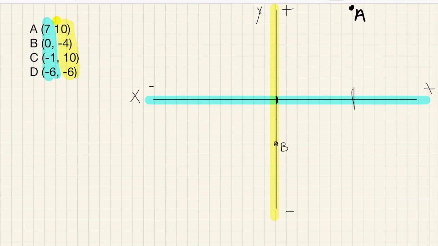All right. C, point C, -1, 10. So -1 would be just over 1 on this side. And then up to 10 again. Sorry, my screen cuts off, so I'll just have to fake it a little bit. That is point C up there. And then -6, -6. So over -6 on the x-axis, 1, 2, 3, 4, 5, 6. And then down to -6. 1, 2, 3, 4, 5, 6. That is point D. All right, and that's the end of this first section.